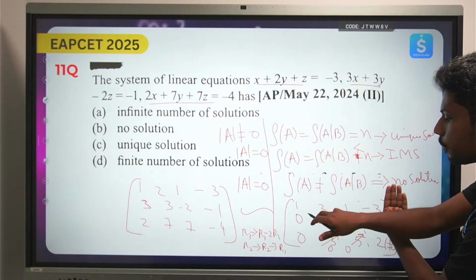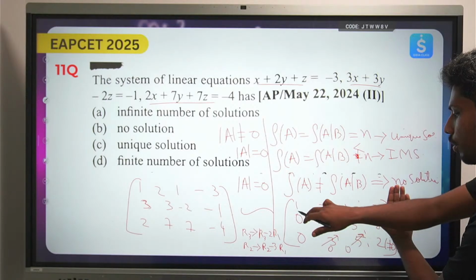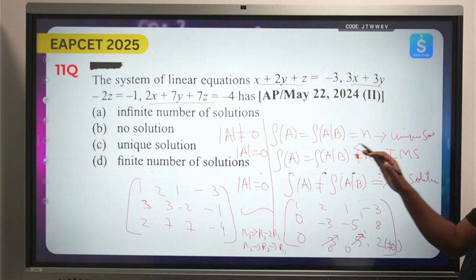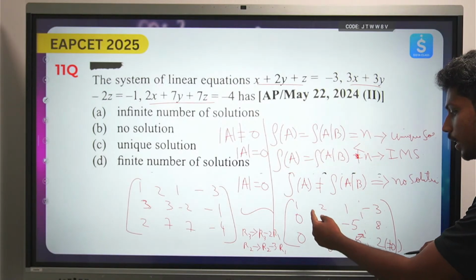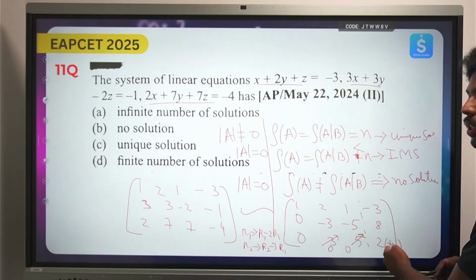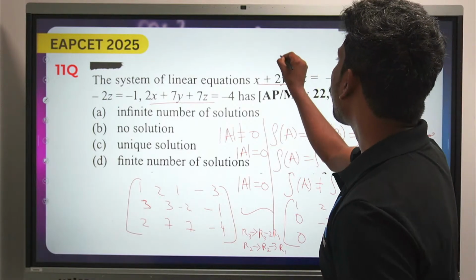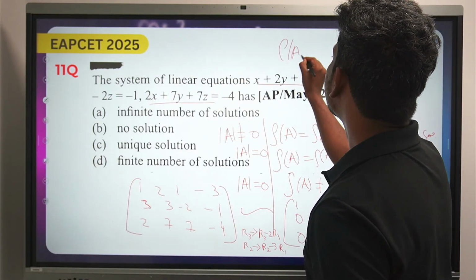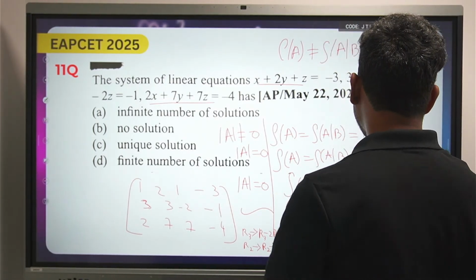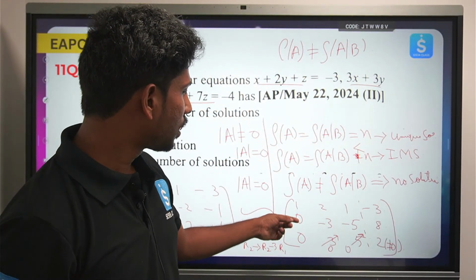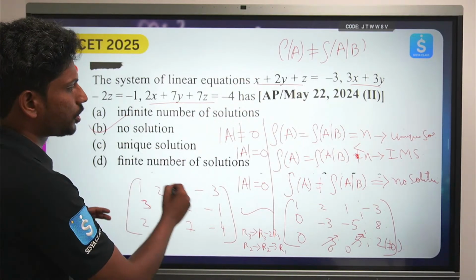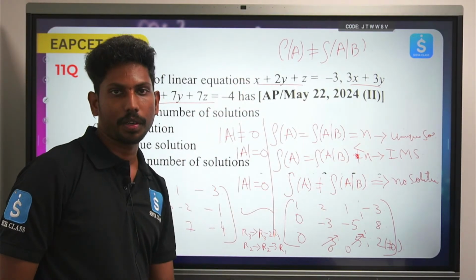This will be equal to only two non-zero rows. And when I take the rank of the whole matrix, you see the first row is non-zero, the second row is non-zero, the third row is again non-zero. So I got rank of A not equal to rank of AB, because the rank of A I got to be 2, the rank of AB I got to be 3. So hence I can say that it has no solution. See here, rank of A is not equal to rank of AB.